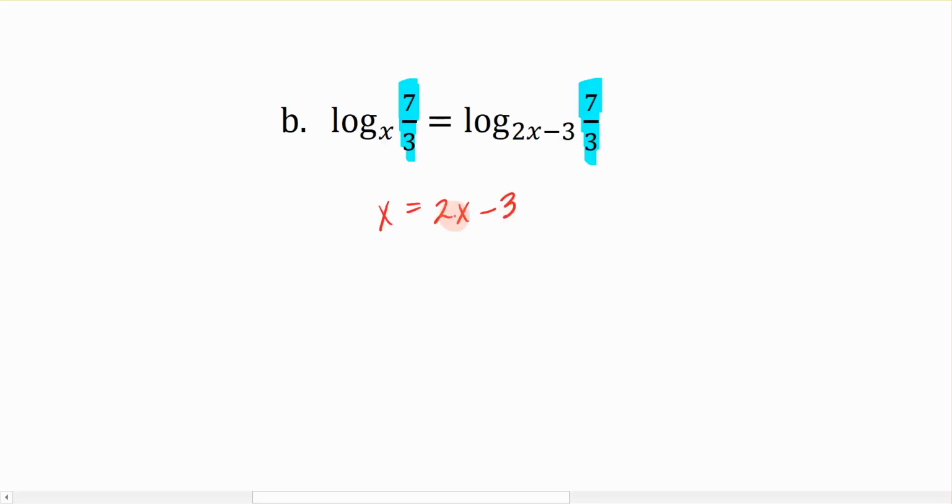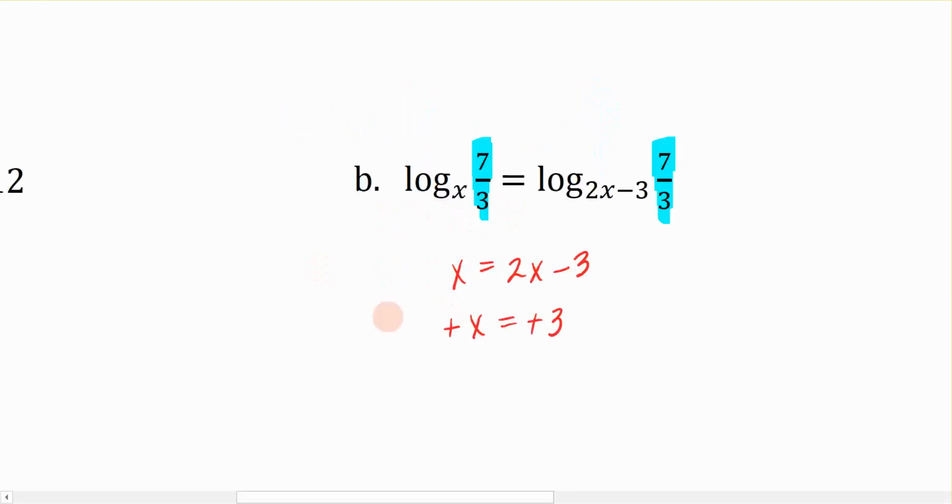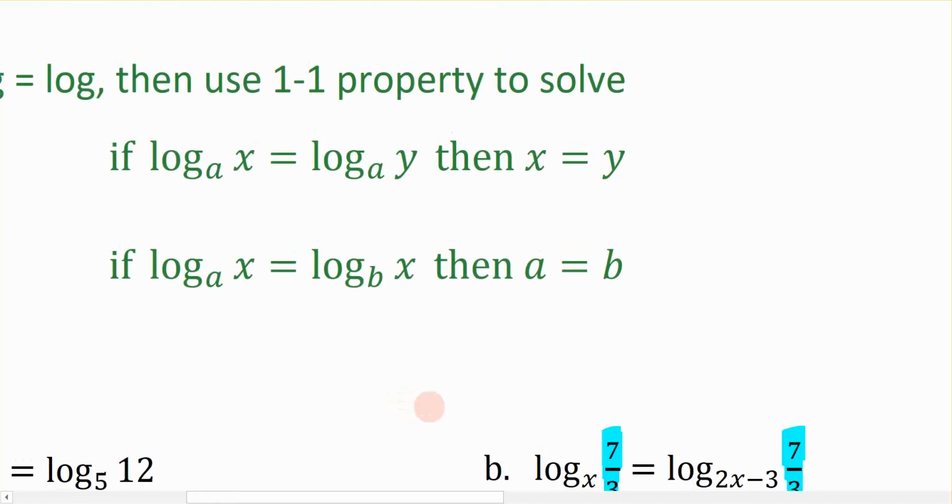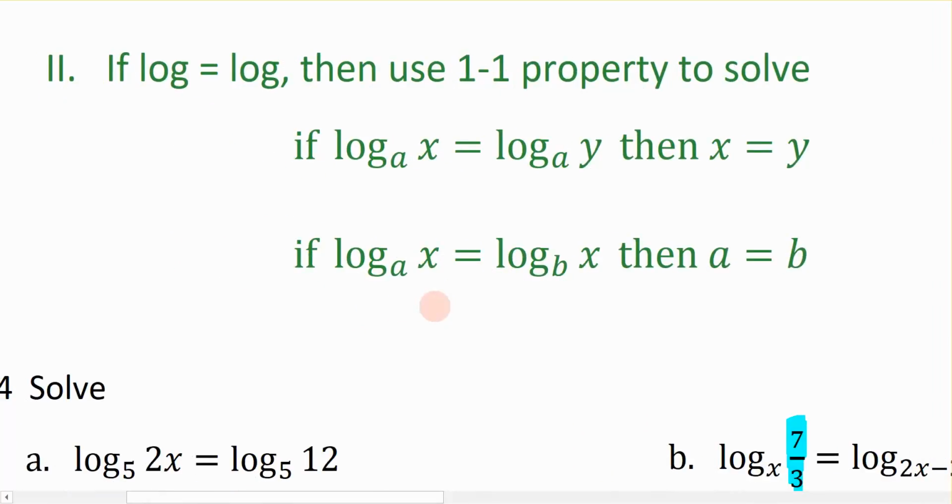Gather your variables up on the same side, so I am going to subtract x from the left-hand side, and I'll get negative x is equal to negative 3. Divide both sides by a negative number, and I get x is equal to 3. And that's how we are going to use this one-to-one property when I have logs on both sides of the equal sign.